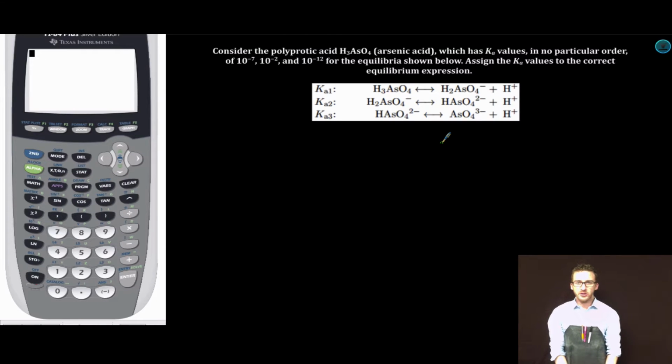All right, let's take a look at this second problem, which also asks us to think about some of our understanding of polyprotic acids. This time, we're given arsenic acid, H3AsO4. We're told it has Ka values, in no particular order, of 10 to the minus 7, 10 to the minus 2, and 10 to the minus 12 for the equilibria shown below. We're asked to assign the Ka values to the correct equilibrium expression.